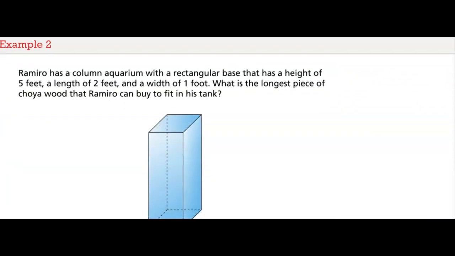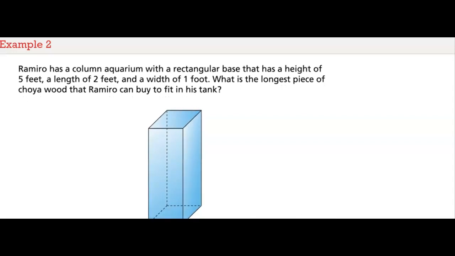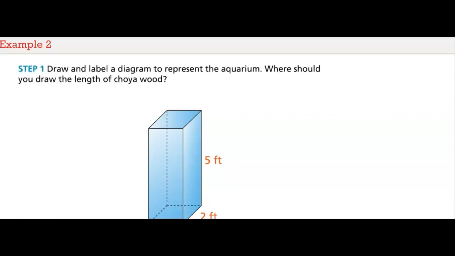Ramiro has a column aquarium with a rectangular base. It has a height of 5 feet, a length of 2 feet, and a width of 1 foot. What is the longest piece of cholla wood that Ramiro can buy to fit in his tank? The first step is to draw and label a diagram to represent the aquarium. Where should you draw the length of cholla wood?